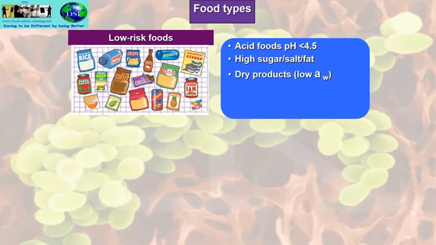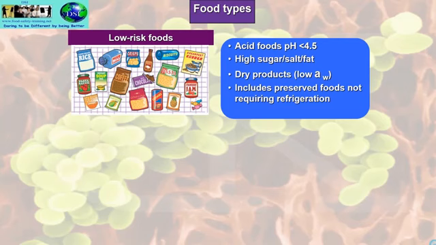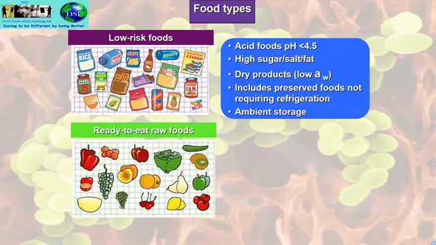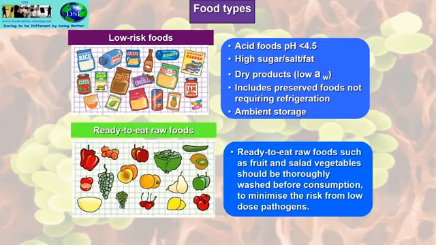Dry products, where there's a low availability of water, that's what the AW stands for. It includes preserved foods not requiring refrigeration, and anything held in ambient storage, that's room temperature. Then ready-to-eat raw foods. Ready-to-eat raw foods such as fruit and salad vegetables should be thoroughly washed before consumption to minimize the risk from low-dose pathogens. Now, low-dose pathogens, which we'll find out later on, will cause a foodborne disease rather than food poisoning.